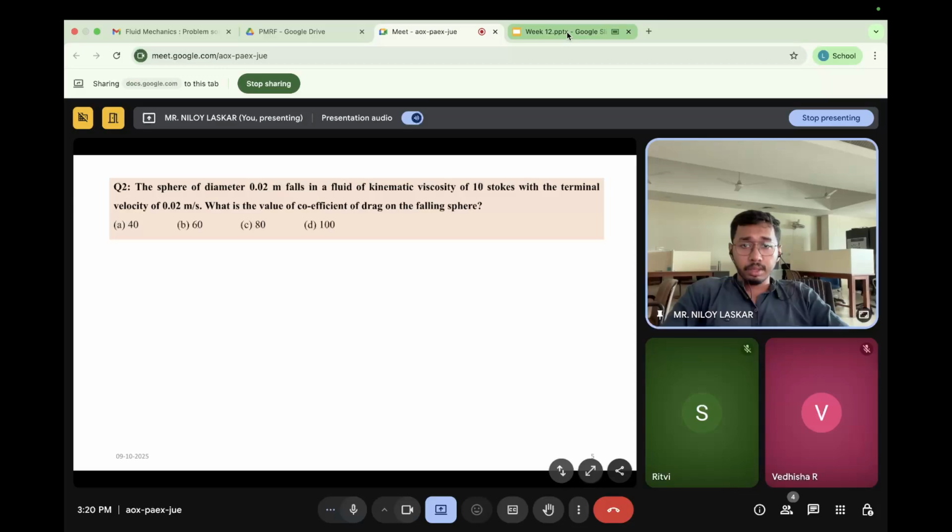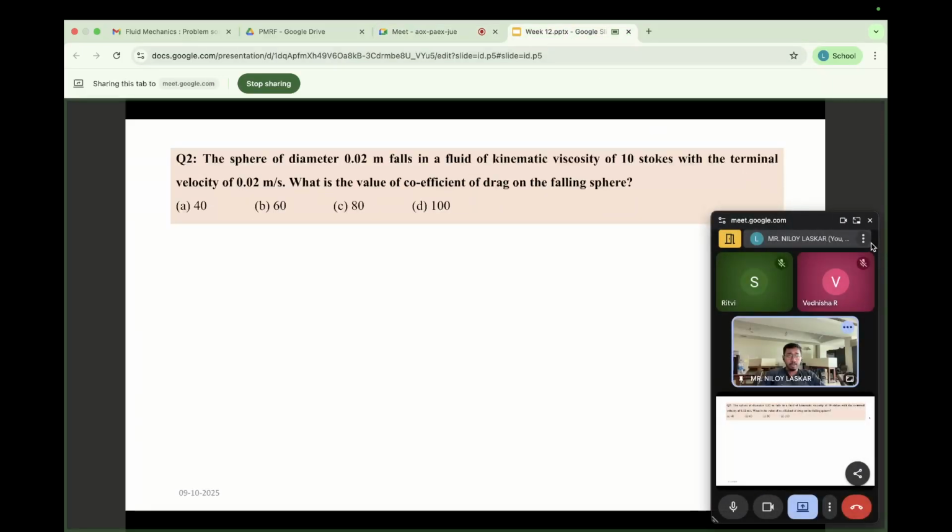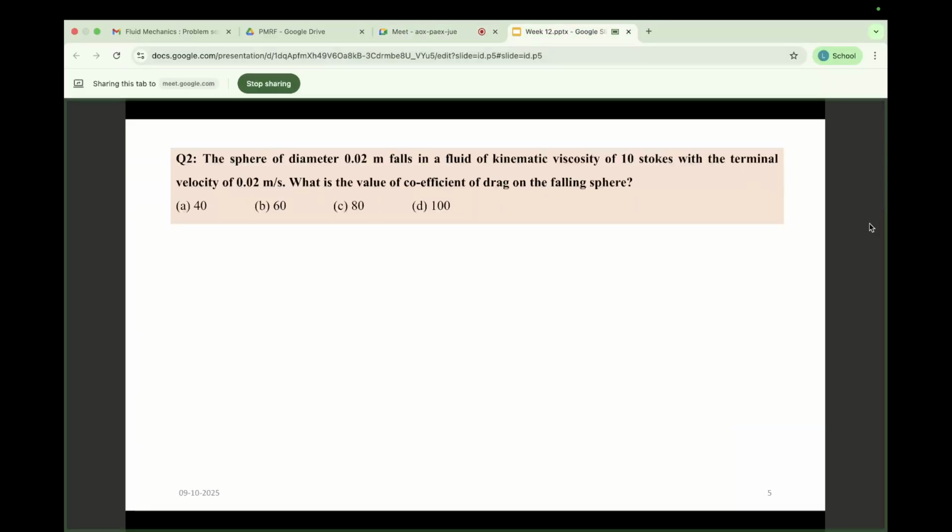Okay, I hope that you do not have an idea about this one. I'm solving this for you. So in this question, first write down what is given. The diameter is 0.02 meter. Next, the velocity is given, which is 0.02 meter per second.